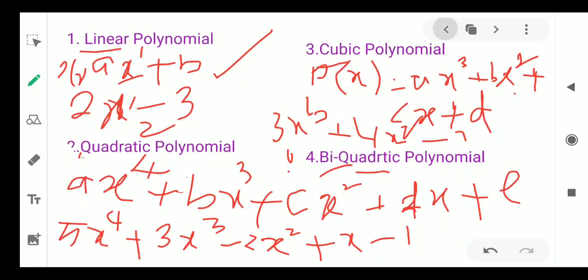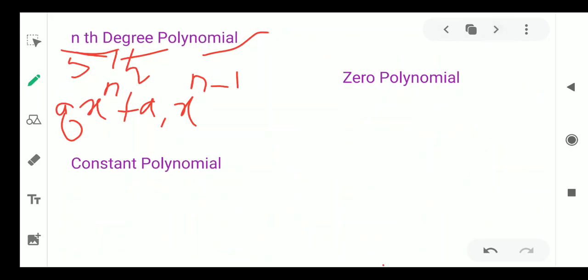See here, in the previous term, the power of x is n. Then it decreases by 1: n minus 1, n minus 2, and so on, down to 1 and then 0. Like this, the degree will decrease by 1 each time. This will become plus, next A1 after A2, x power n minus 1.